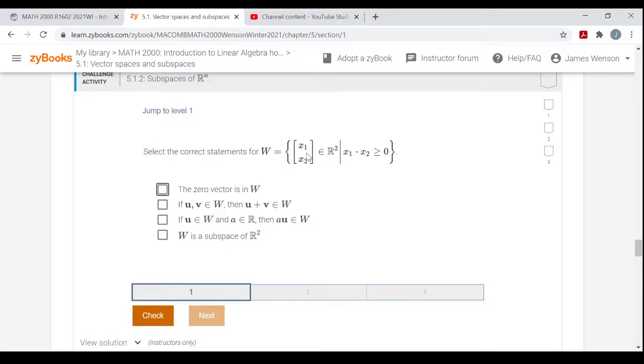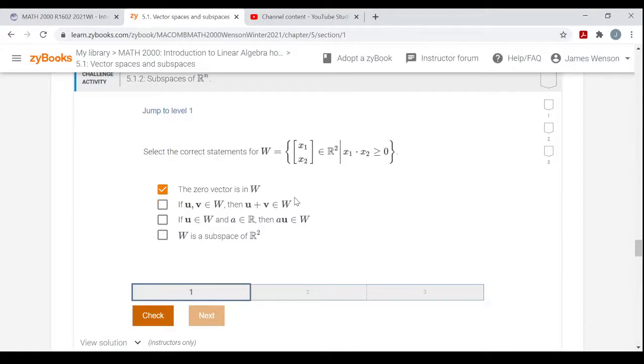But what you can't have is a positive and a negative, right? Set W doesn't have the vector 2, -3, for instance. 2 times -3 would be -6. That's not satisfying the condition. But it's got the 0 vector. If you add any 2 vectors from this, would you get another vector from this? Well, no.